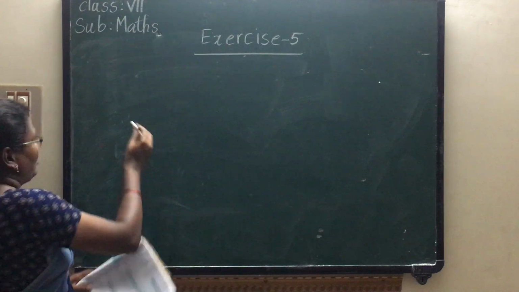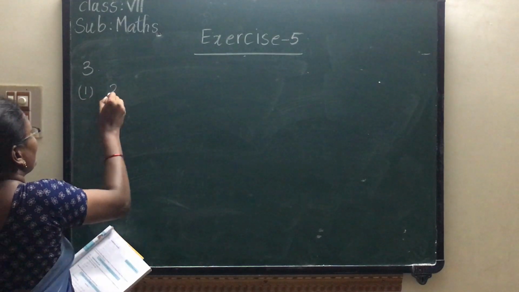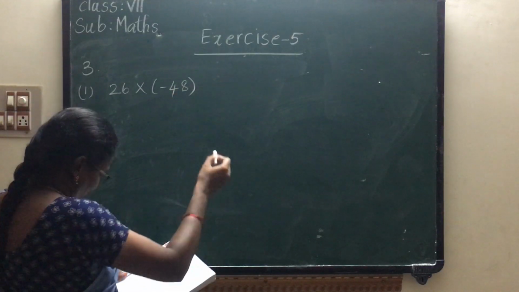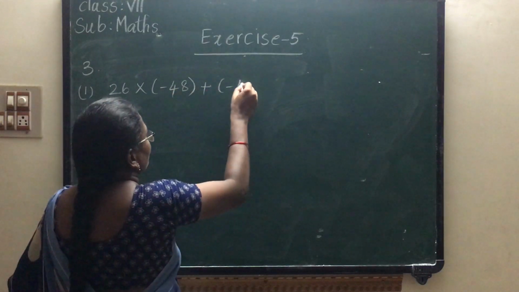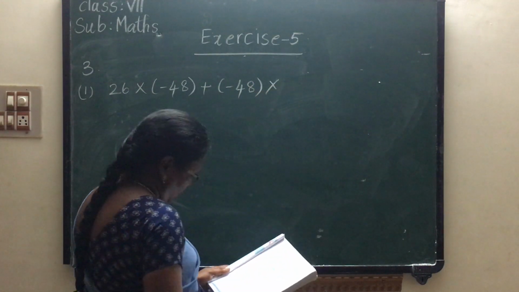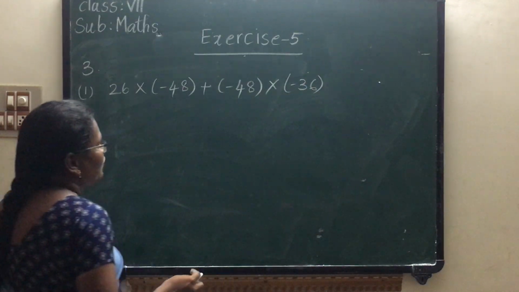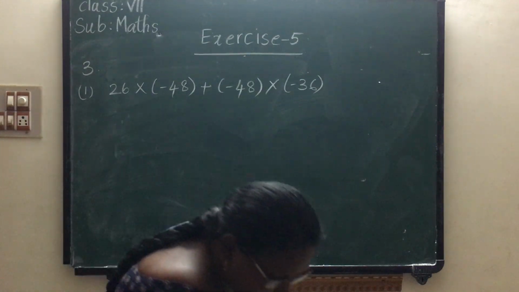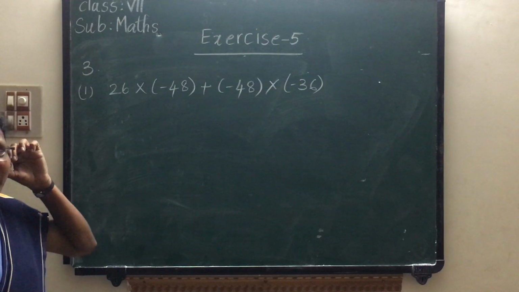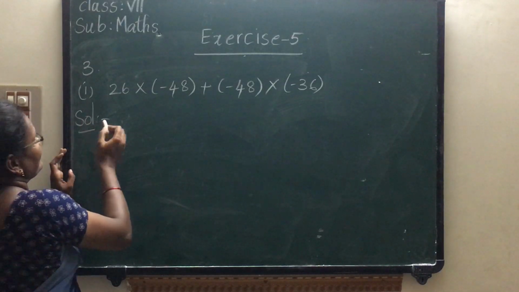Find the product using suitable properties. First one: 26 into minus 48 plus minus 48 into minus 36. See here, find the products using suitable properties. What is the property here? Have you understood this property? Distributive property over addition.